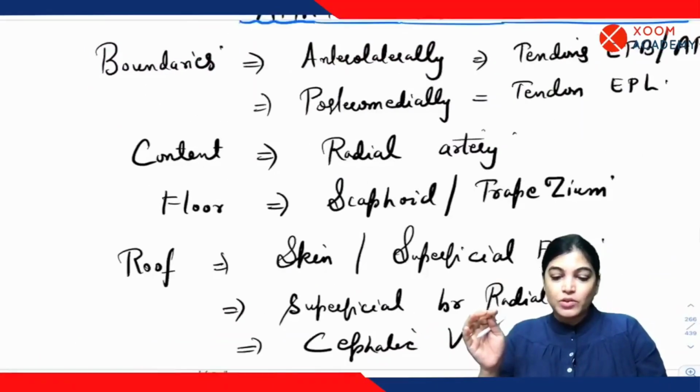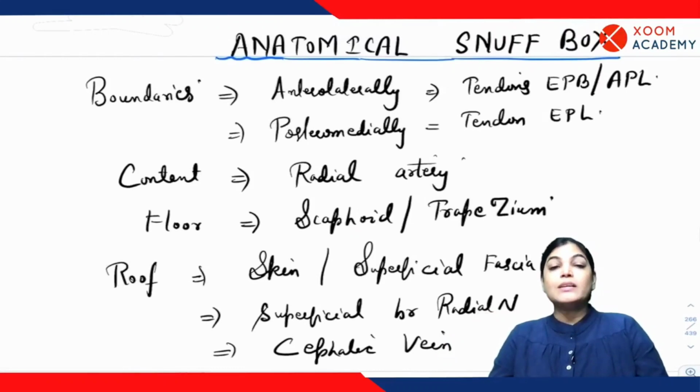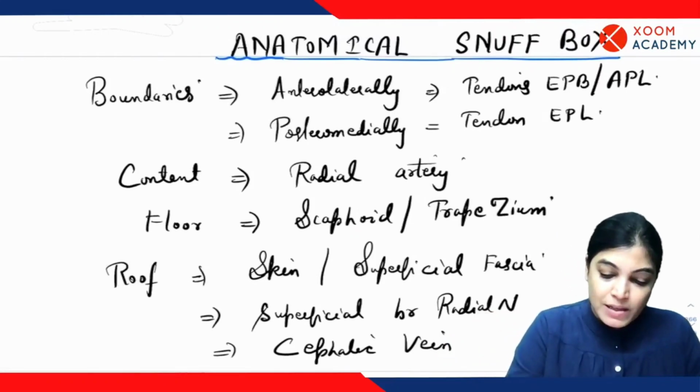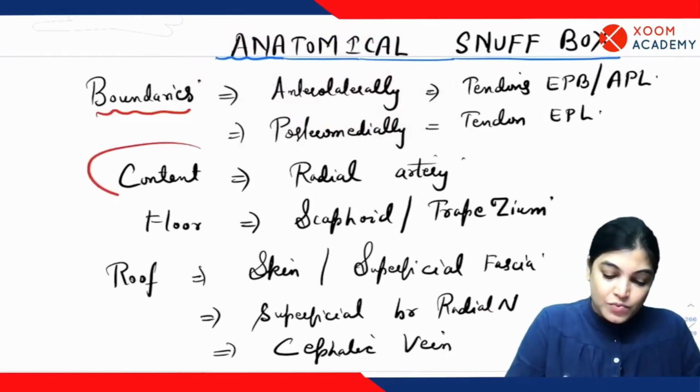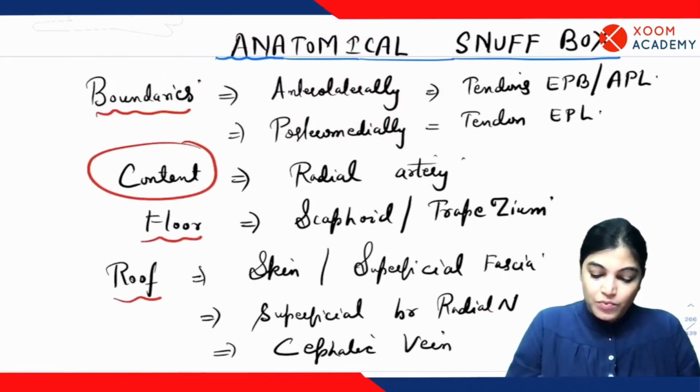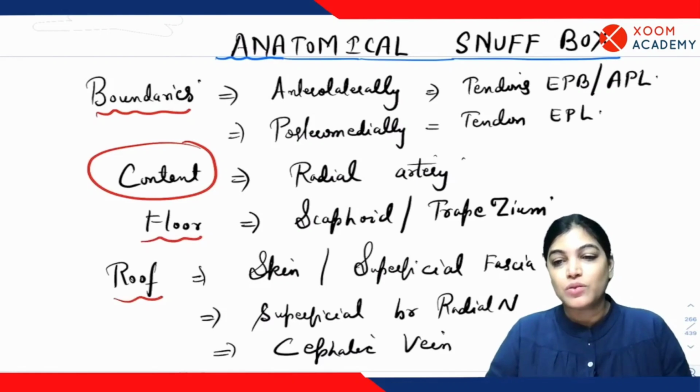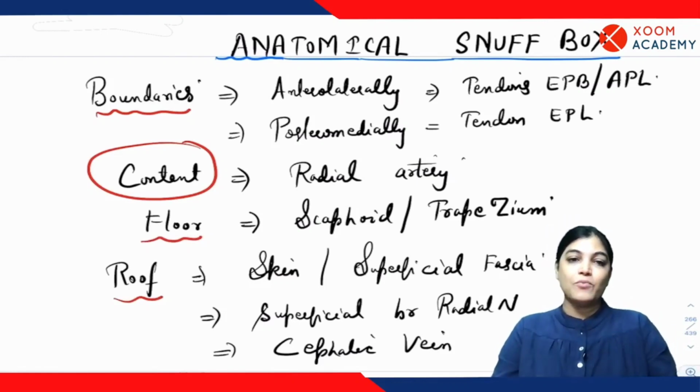What is important from your examination point of view is to know the boundaries of anatomical snuff box, where it is located, when it is visualized, what is the content, what is the floor structure, and what is traversing through the roof of anatomical snuff box.